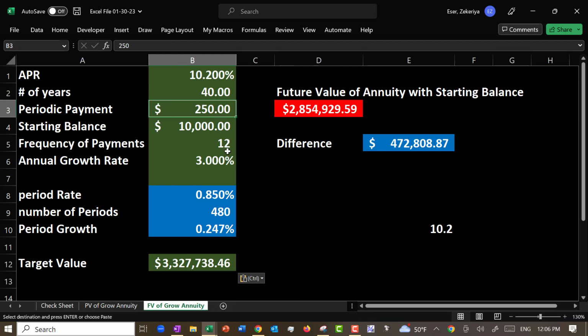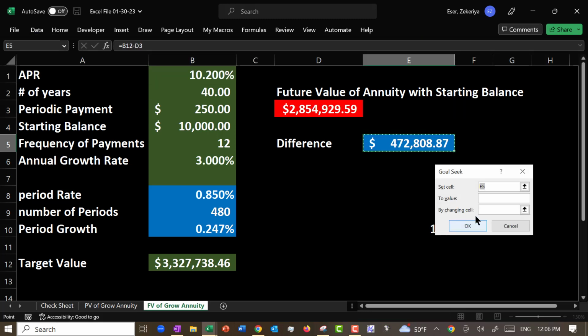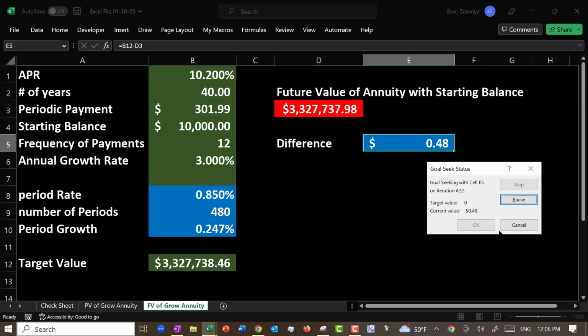Now, everything else is the same except I need more. Because if I put in 250 the first month, I'm going to end up with only 285. So I'm going to take that difference, data, what if analysis, goal seek, make that difference 0 by changing the only thing I don't know.